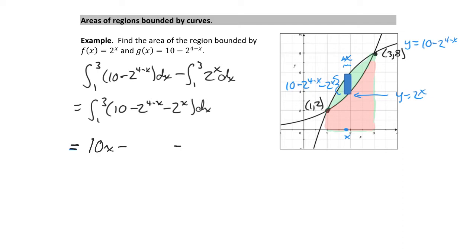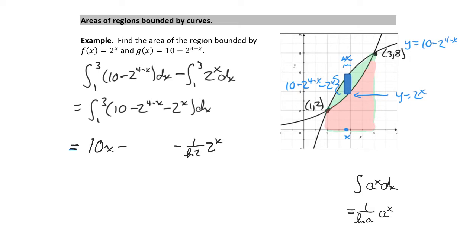And then the 2 to the x, well, let's see. The antiderivative of a to the x dx: the derivative of a to the x is a to the x times the natural log of a. So the antiderivative is 1 over the natural log of a multiplied by a to the x. And then we could put a constant there if we want to. So the 2 to the x is going to be 1 over the natural log of 2 times 2 to the x.